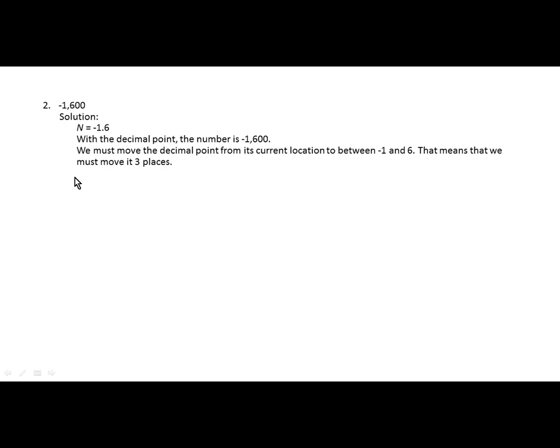Number 2, I've got negative 1,600. Now again, don't lose the minus sign. Our capital N is negative 1.6. Remember, the decimal point was originally here. I want to move it between the 1 and the 6. That's 3 places. So our little n is 3. So we're going to have negative 1.6 times 10 to the 3rd.